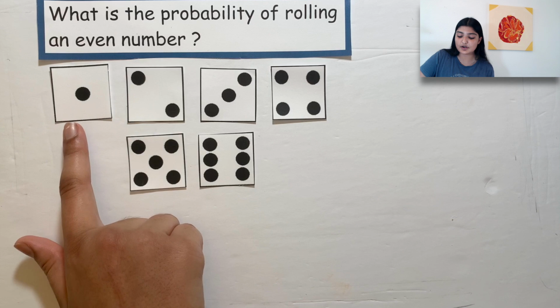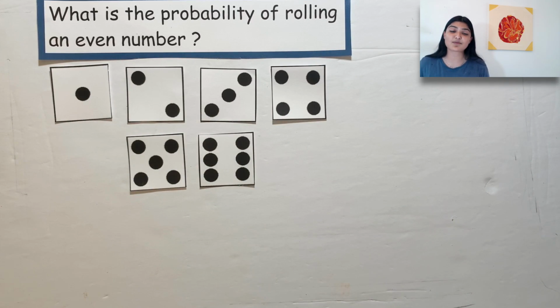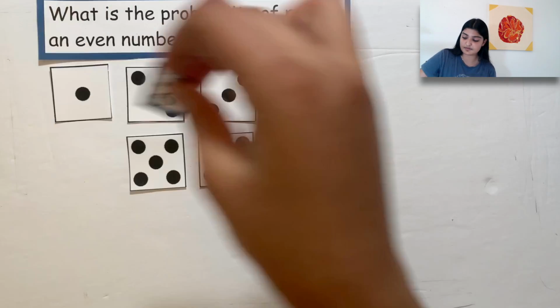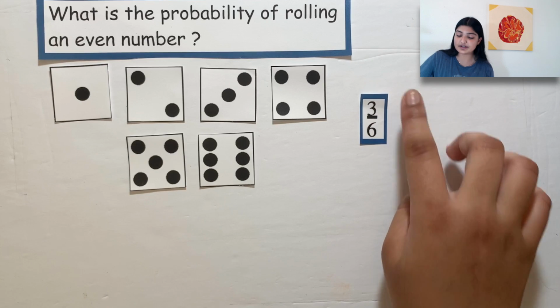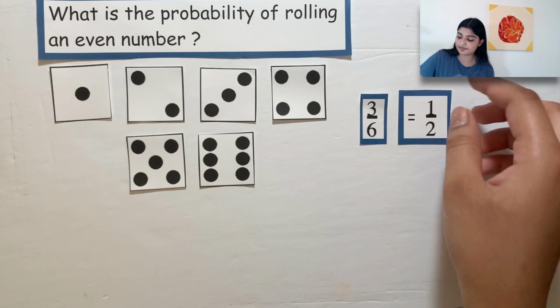And since there are 6 possible outcomes I could get, I know that the probability of rolling an even number is 3 out of 6, which we can simplify to 1/2.